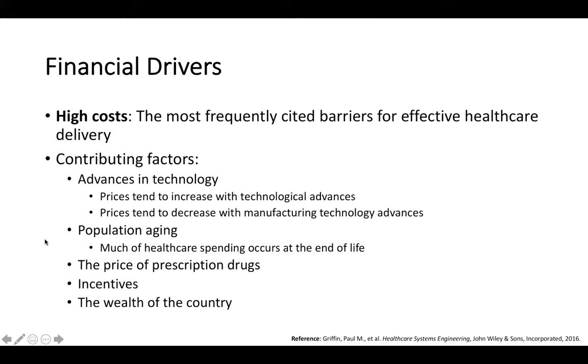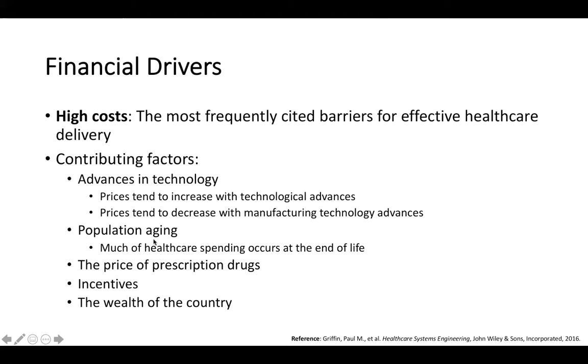Population aging also is another factor that can contribute significantly to the higher cost of the healthcare that is provided, and that's actually a significant public health issue in Japan. The US, for example, has the issue with obesity. That's one of the major public health problems in the US. In Japan, that's not the case. Population aging is a significant public health problem in Japan.